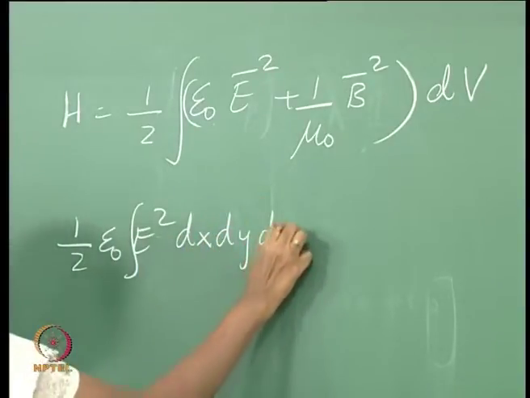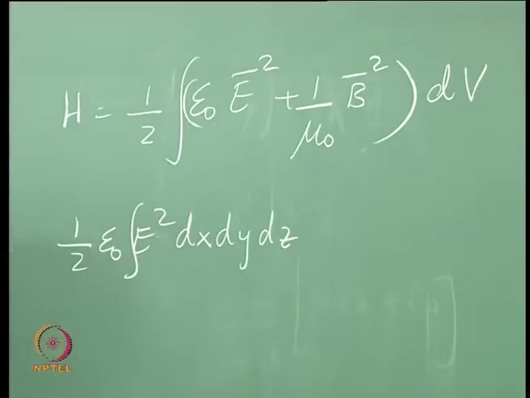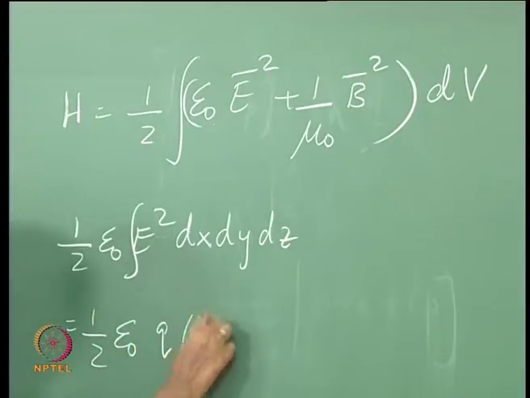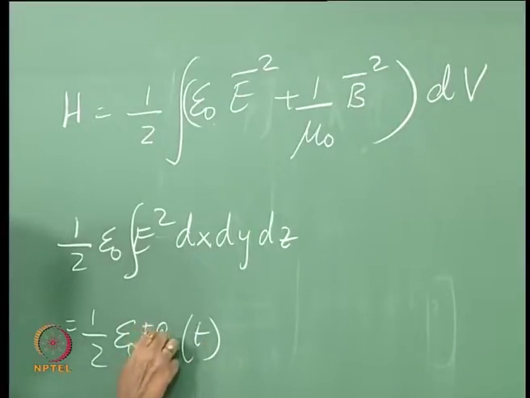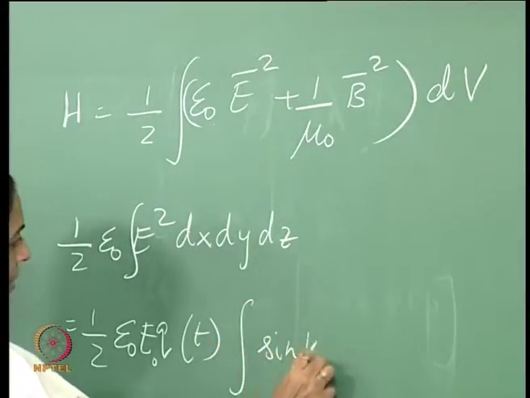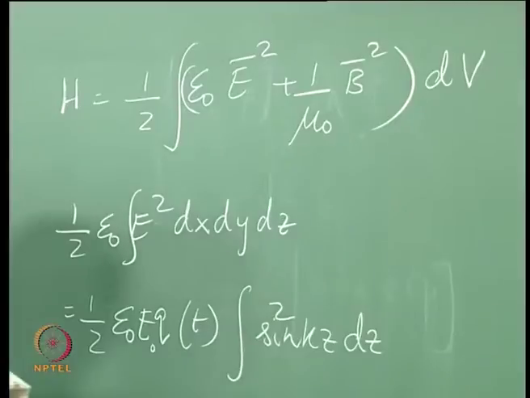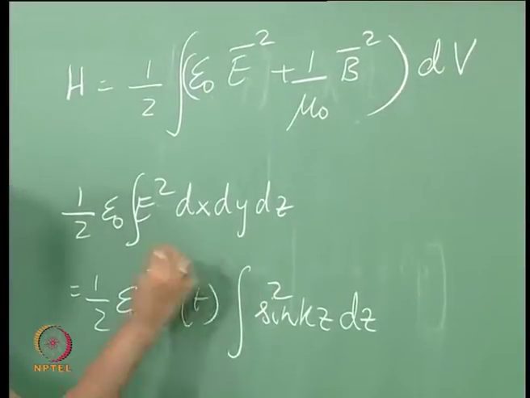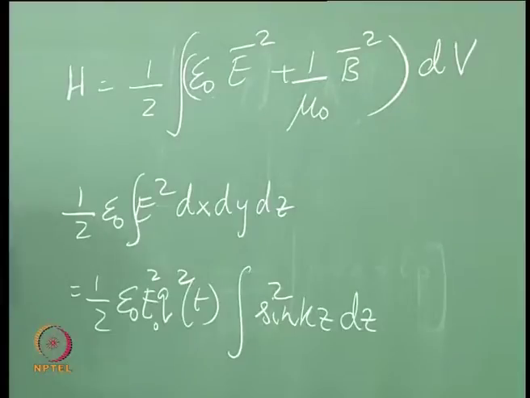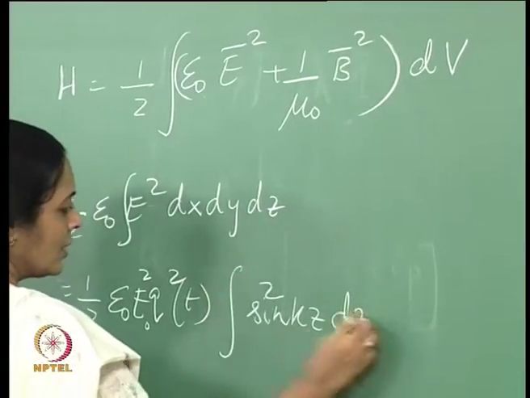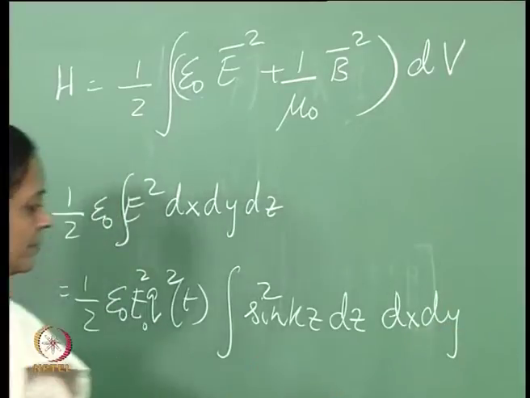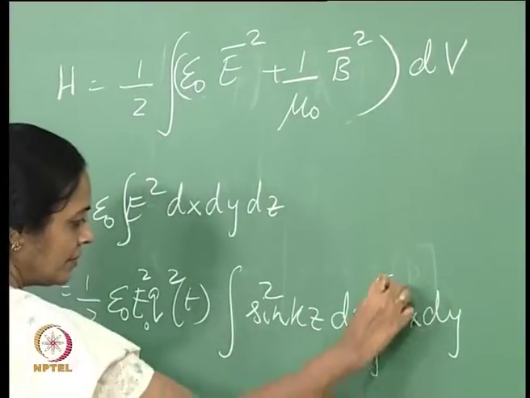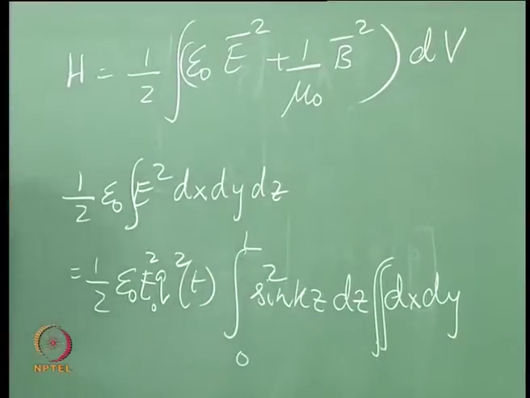dV is simply dx dy dz, that is a triple integral. So that is half epsilon 0. I can pull out the q of t and the E naught, which is a constant. There is a sine kz dz whole squared. There is an E naught squared and a q squared because there is an E squared. Then of course there is a dx dy. The z integral goes from 0 to L.